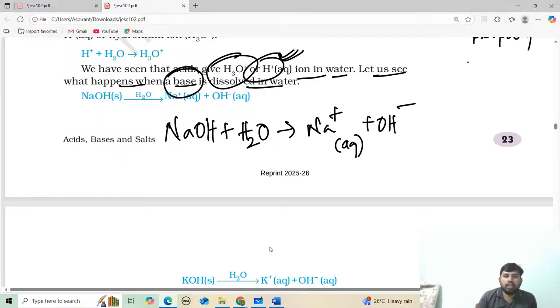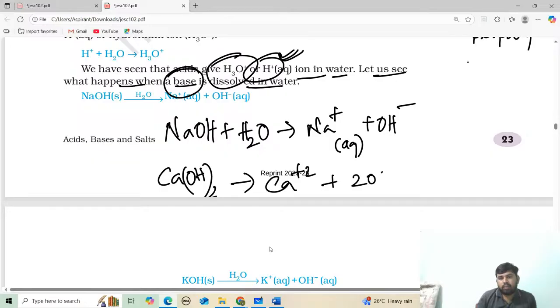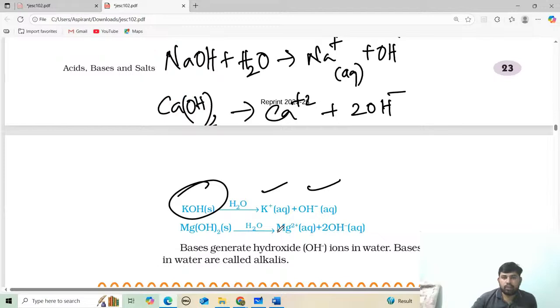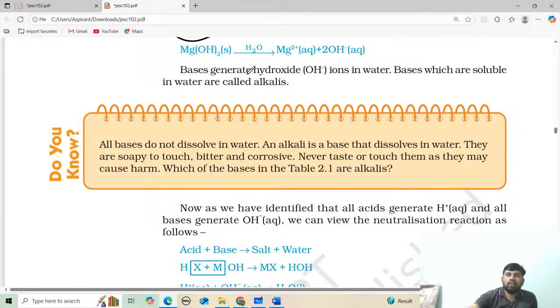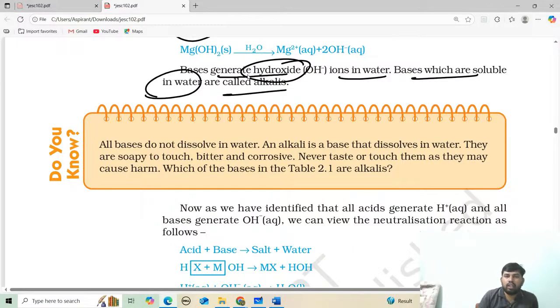Similarly, if I take calcium hydroxide, Ca(OH)2, so this gives rise to what, sir? Ca plus 2 ions and 2 OH minus ions. Hydroxide ions they are going to produce. Similarly, you can see KOH produces K plus and OH minus. Hydroxide ions they are going to produce. So bases generally generate hydroxide ions in the water. Bases which are soluble in the water are called alkalis.